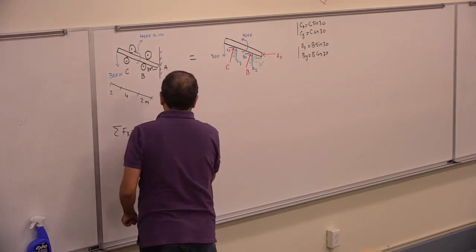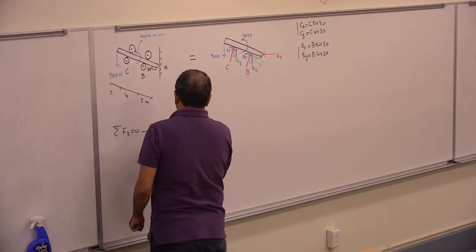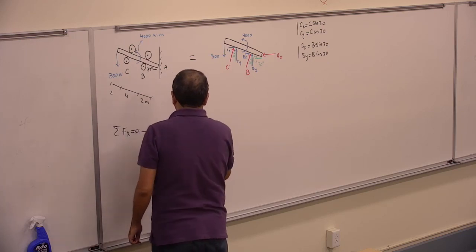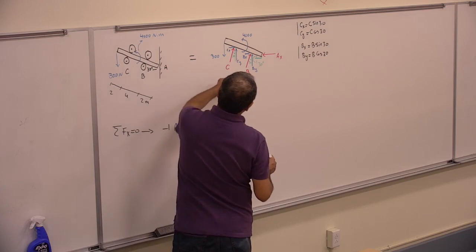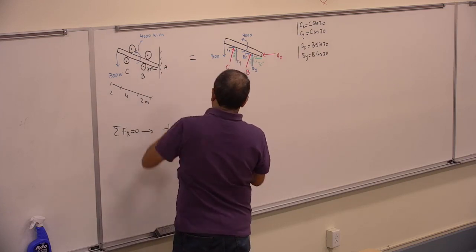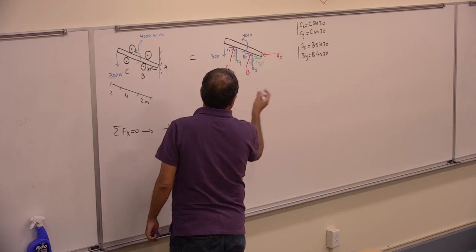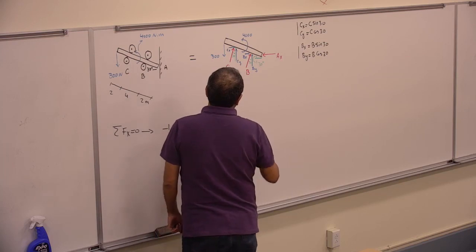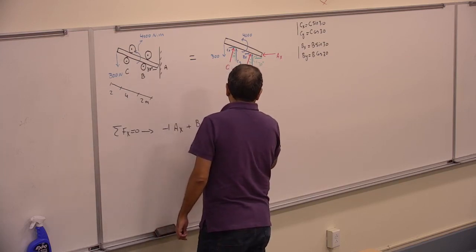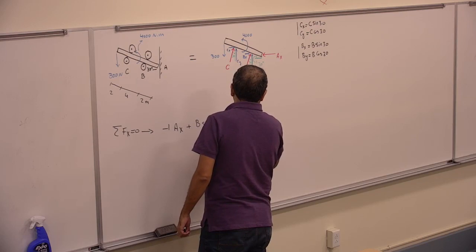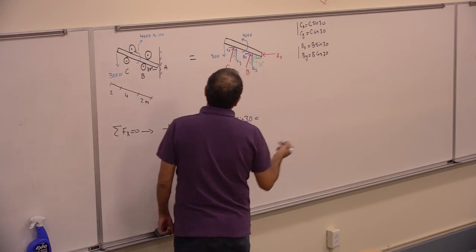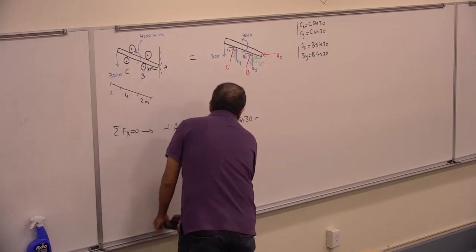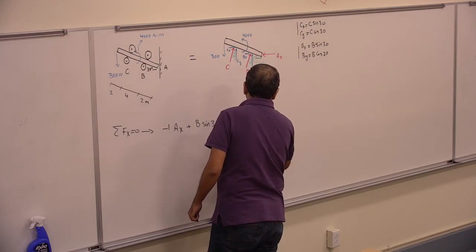I'm going to write it like that: minus 1 Ax. For the B, x is positive, so I have plus B sine 30. For the C, I have plus C sine 30. Anything else? So it's going to be 0.